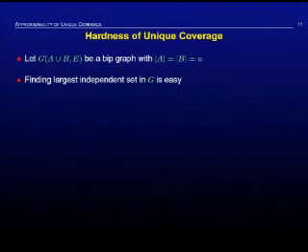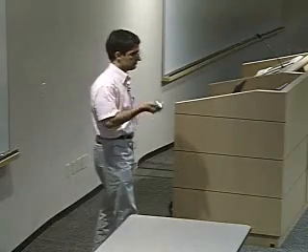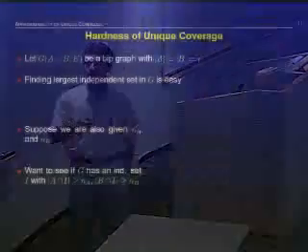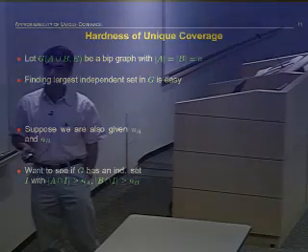Now, for the hardness, I need to define a different problem, which is this. So assume that we have a bipartite graph. It's balanced, so it has n vertices on the A side and the B side. Now, we know that finding a bipartite independent set in a bipartite graph is easy. Suppose that we are also given two parameters, n of A and n of B, and we are asking if there is an independent set such that it has at least size n over A on the A side and n over B on the other side.